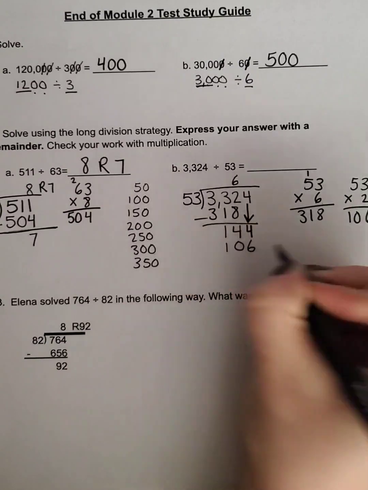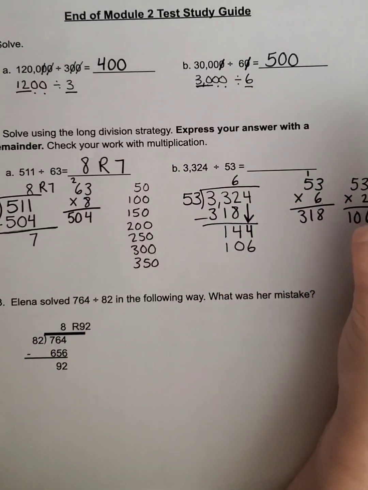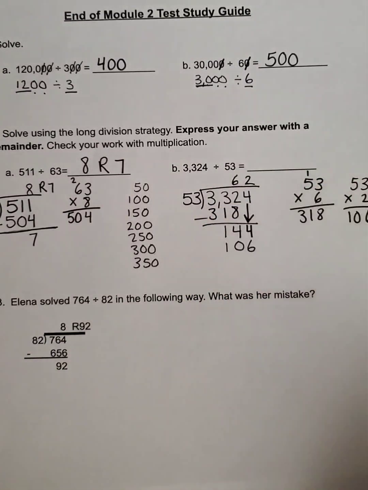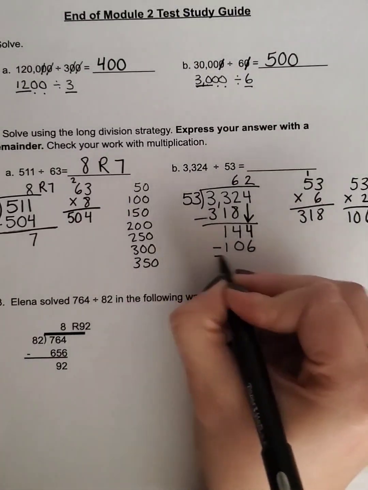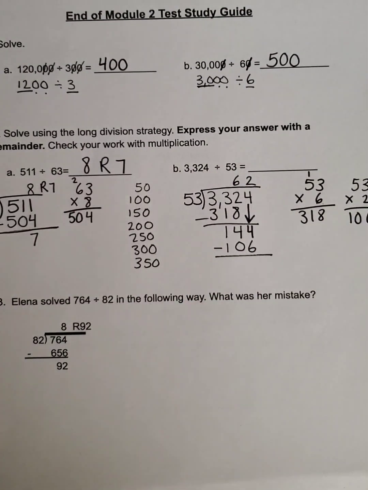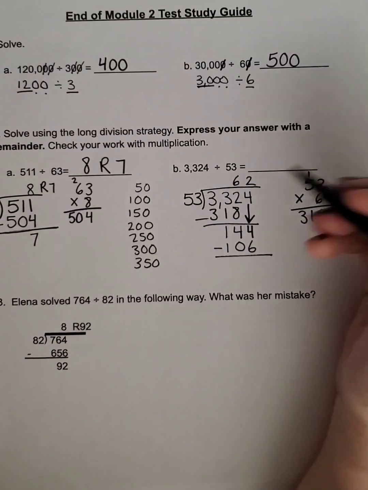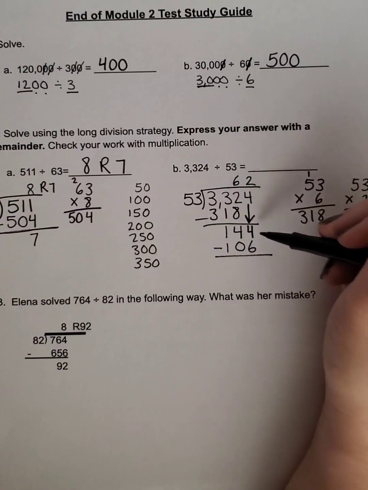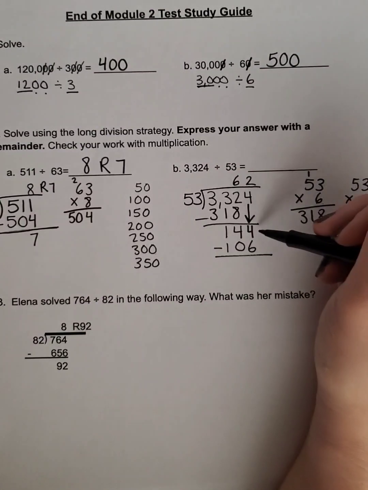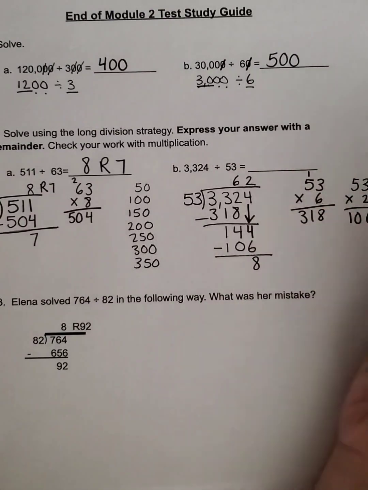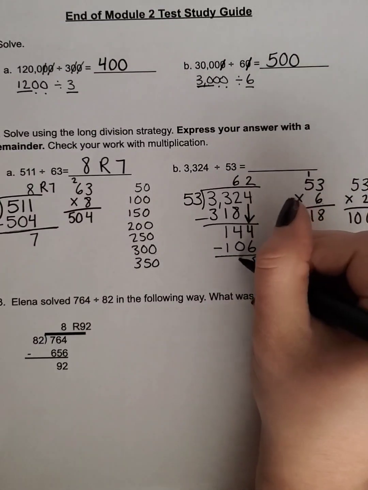So I'm going to do 106. And my 2 comes up here because I was 2 groups. And subtract to get my remainder. 144 minus 106. 4 minus 6 I can't do, so I would unbundle this and make it a 3. This 4 becomes a 14. 14 minus 6 is 8. 3 minus 0 is 3.